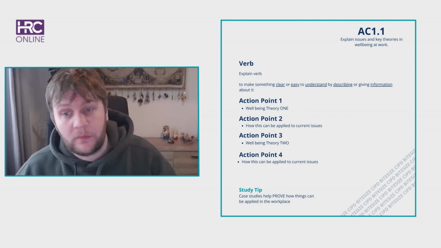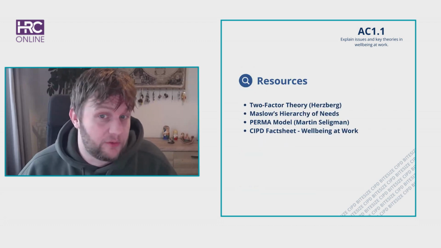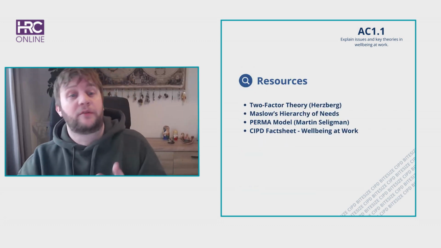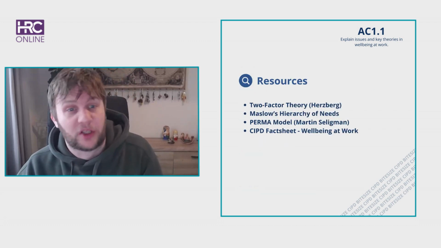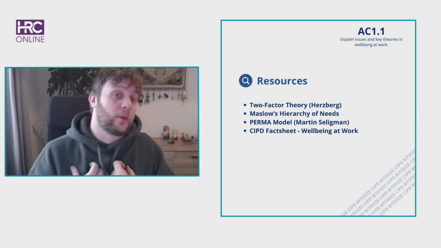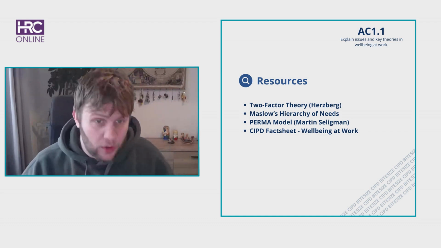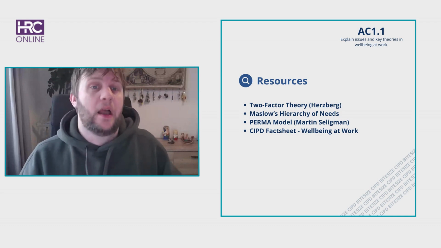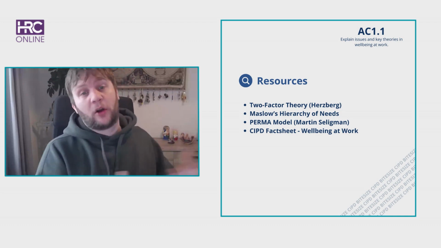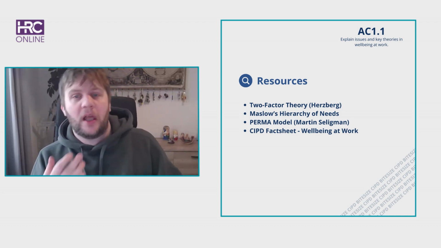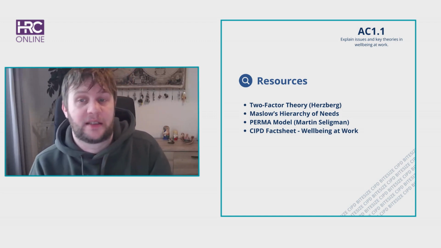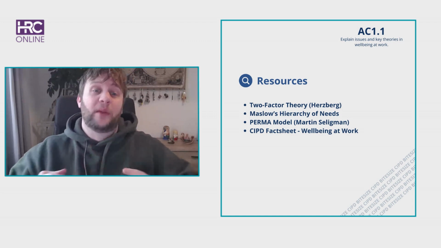Now, some reading, some recommended reading. Herzberg's two-factor theory. That's been covered already multiple times within the CIPD qualification that we've delivered. Maslow's hierarchy of needs, brilliant model, again, covered multiple times. So again, these are things that you can take learning that you've previously got and bring it forward into this wellbeing module. There's also the PERMA model, which is Martin Seligman in terms of wellbeing theories.